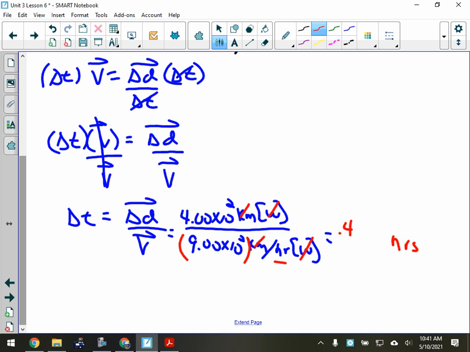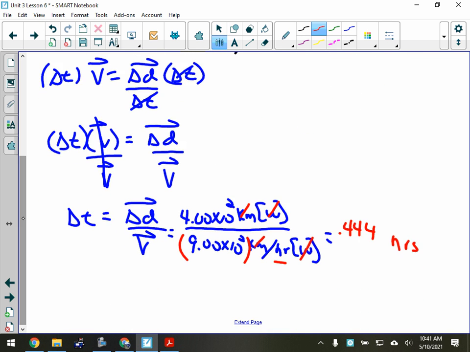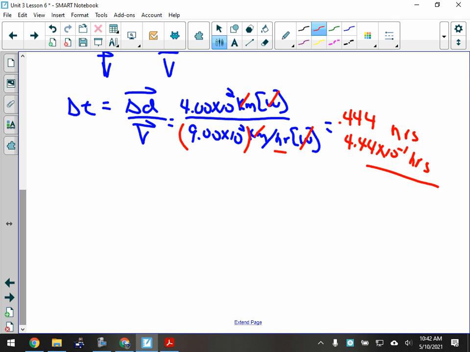So 0.444, how many significant digits? I think 3. 0.444 hours would be acceptable in this case. Yes, 3 significant digits. So that's an option. Now I know in the answers they say 4.44 times 10 to the negative 1 hours. That's the same thing. You can just leave it as 0.444. That's fine too. Now, for some reason, they also put it into minutes here, and I wouldn't bother unless the question asks. But if it does ask, how many minutes is this? Then I guess we need to convert it to minutes. Now, this question I don't think says that.